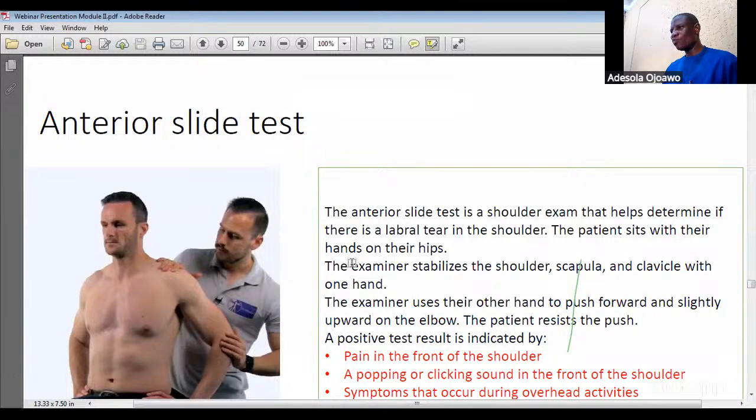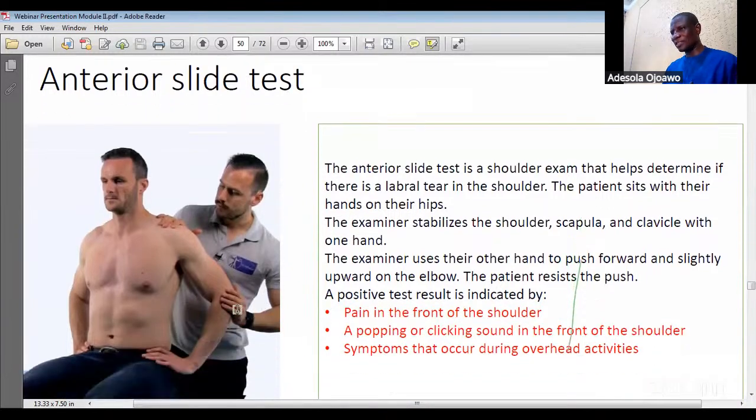Patients sit with their hands on the hips. Look at it, the hand on the hip. The examiner stabilizes the shoulder and the scapula. So you use one hand to hold the shoulder. The palm of the hand is holding the scapula, pressing on the scapula. So you are touching the scapula and holding it.